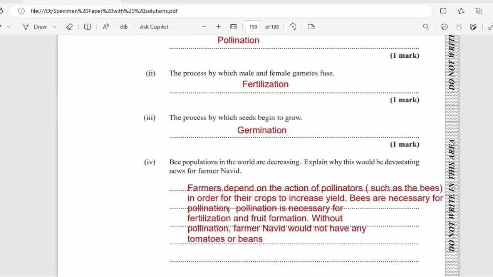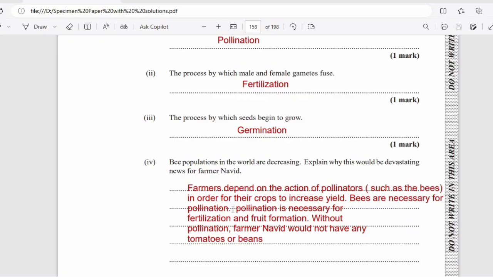Now, bee populations in the world are decreasing. Explain why this would be devastating news for Farmer Navid. Now, farmers depend on the action of pollinators such as the bees in order for their crops to increase yield. Bees are necessary for pollination. Pollination is necessary for fertilization and fruit formation. Without pollination, Farmer Navid would not have any tomatoes or beans.